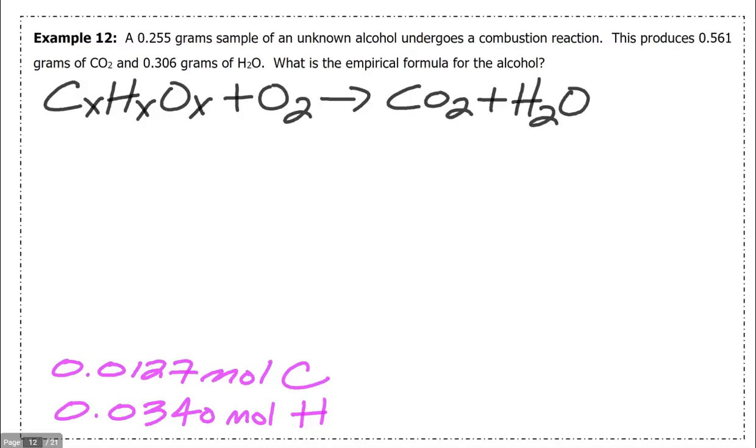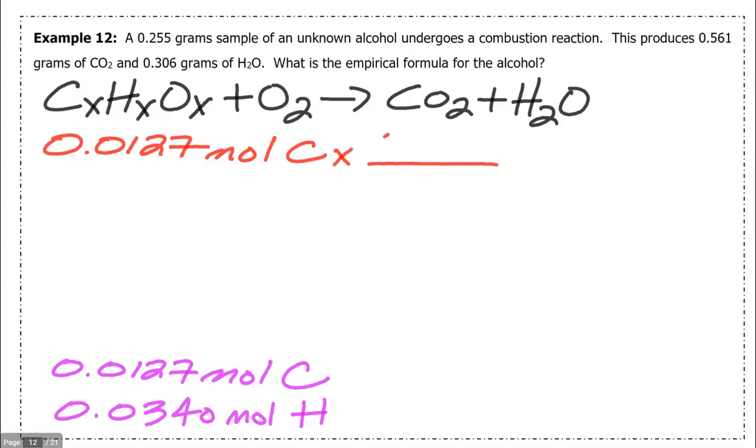Now remember, they were carbon dioxide and they were water. Now they're going to be going into a hydrogen component and a carbon component. So here we go. We'll start with the carbon, 0.0127 moles of carbon. But we're going to turn it back into grams, so it's going to be 12.01 grams for every 1 mole.